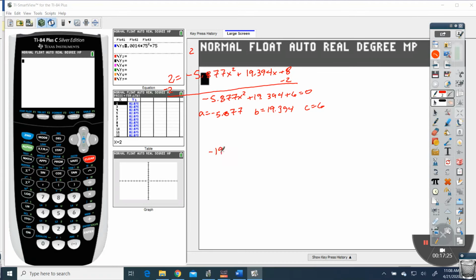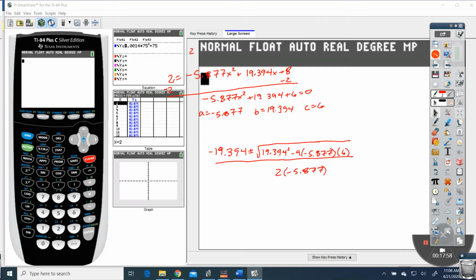So negative B plus or minus, whoops, negative B, I need to write all of B, come on. I make a lot more mistakes because you guys aren't here in class to catch me when I make them, so sorry about the mistakes. Negative 5.877. So b squared minus 4ac, all over 2a.